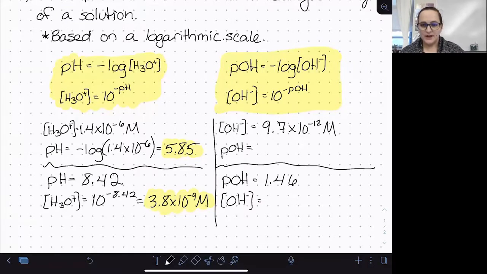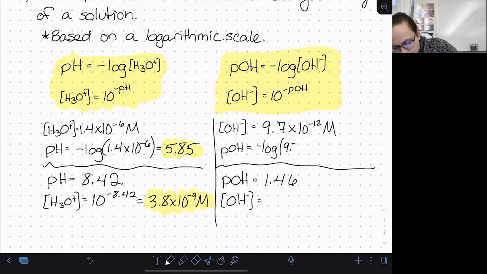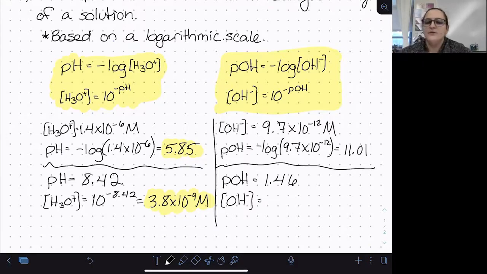So we just need to apply these same relationships. pOH is the negative log of the hydroxide ion concentration. So we'll do the negative log of 9.7 times 10 to the minus 12th, which gets us a value of 11.01 for our pH.